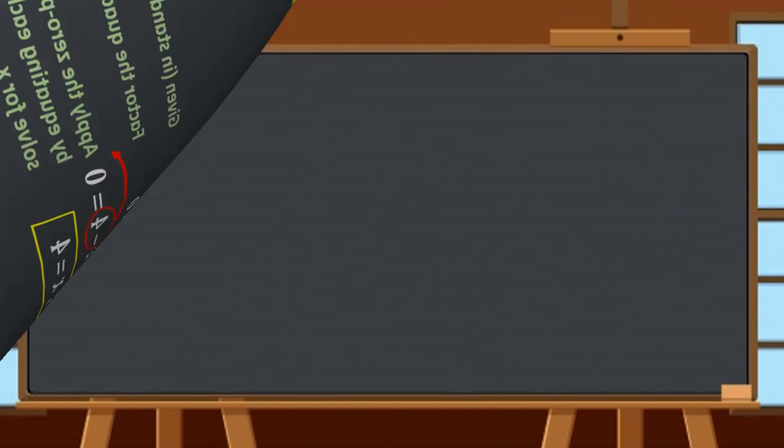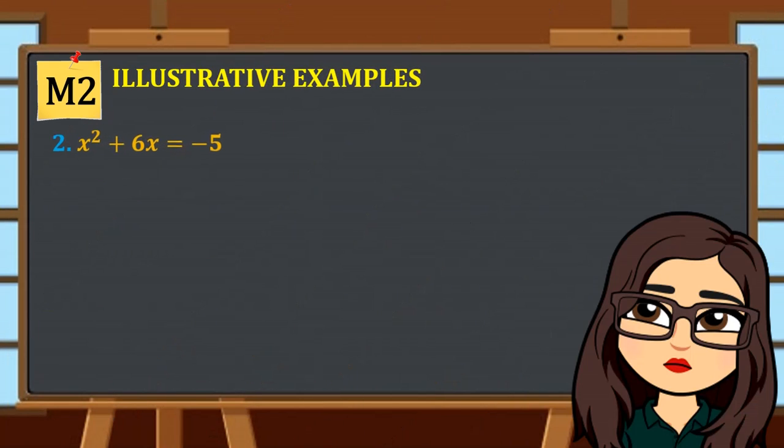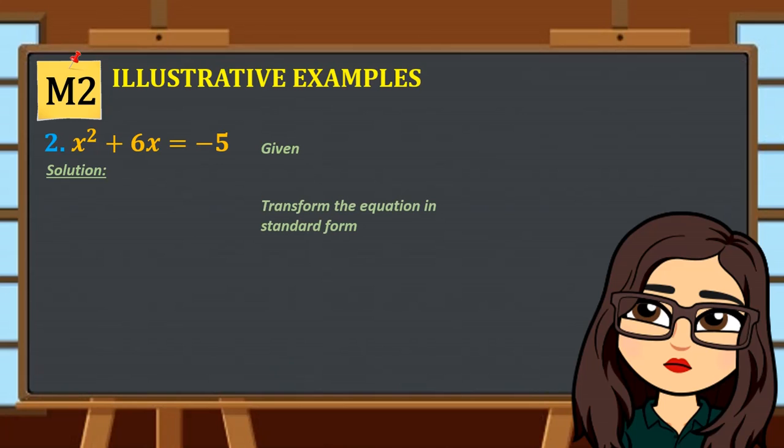Let us now have example number 2. X squared plus 6x equals negative 5. Solution. From the given, we will transform the equation into standard form. The standard form of the equation is x squared plus 6x plus 5 equals 0. Next step, factor the quadratic expression.